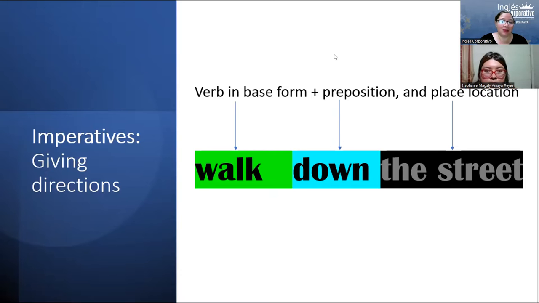Y aquí en estas preposiciones, en los imperativos, cuando damos direcciones, son de movimiento. Walk down, walk up. Son movimientos. Si se fija, up, down, como cayendo. Porque la otra estática sería under, abajo, y la otra es above. Entonces sería under o puede ser on. Hay que ir entendiendo la unión de una expresión completa para que se nos vaya quedando más fácil.